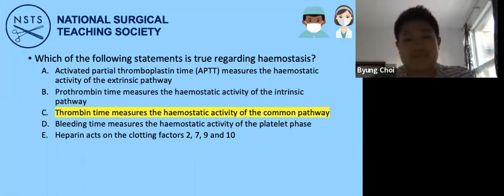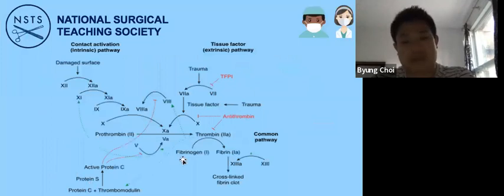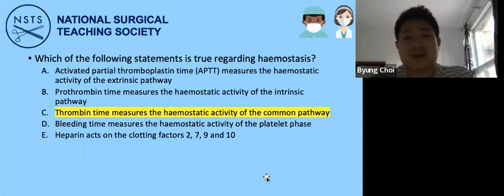C, the thrombin time, will be the one that measures the common pathway, which is post essentially factor 10 and downstream from that. If you just remember that the common pathway starts with the factor 10A complex that forms thrombin, you'll get thrombin time. So that's correct. Now, looking at D, bleeding time measures the hemostatic activity of the platelet phase. Bleeding time isn't measured just for the platelet phase.